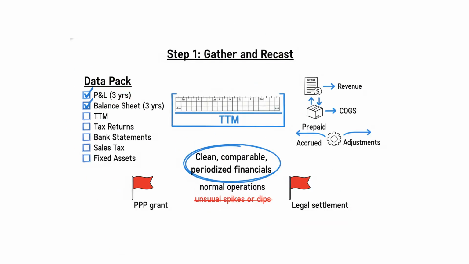Collect 3 years of P&L and balance sheets, year-to-date and TTM, tax returns, payroll reports, bank statements for spot checks, sales tax filings, and a fixed asset list. Convert cash basis books to accrual where feasible.